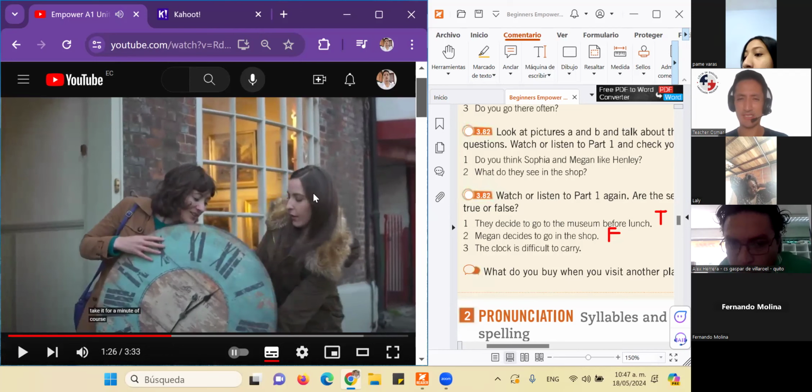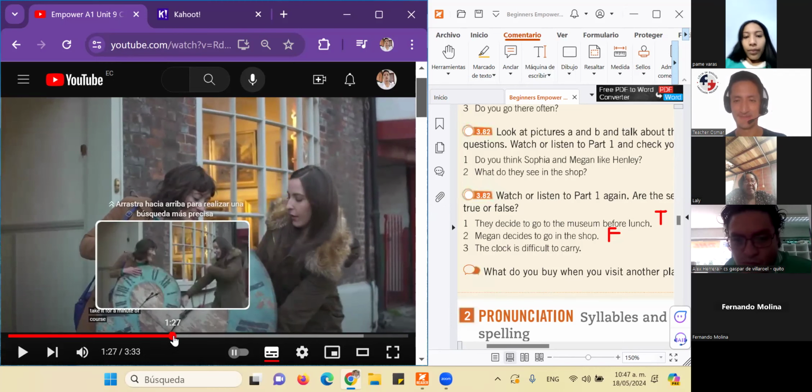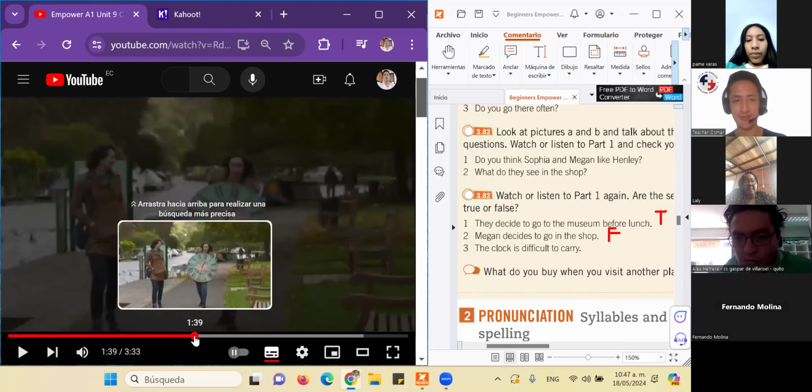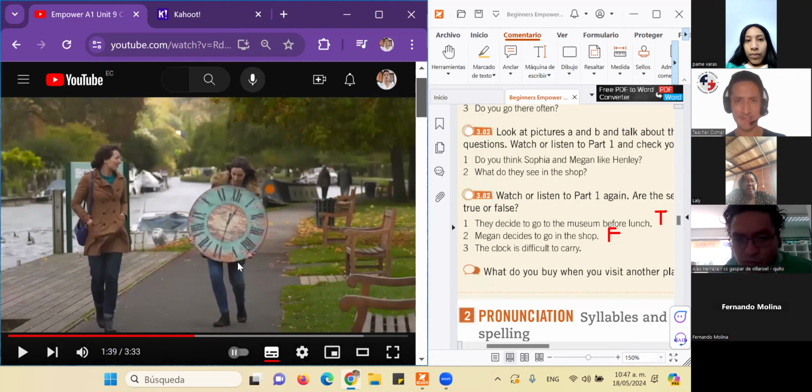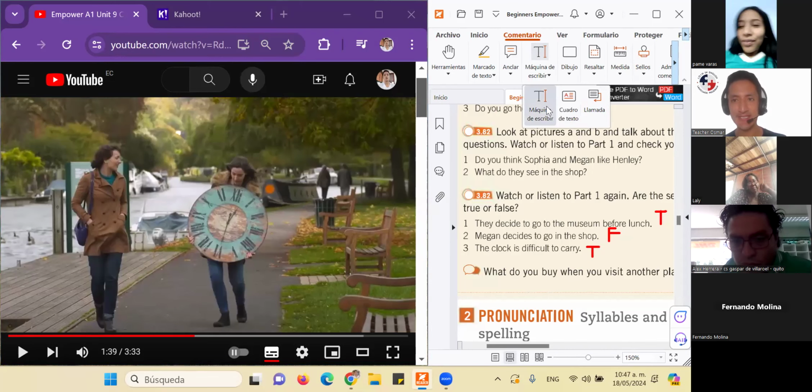Okay, so you tell me in this case, is the clock too difficult to carry? True or false? Megan. Ajá, pero el reloj, the clock, ¿es difícil de llevar? Is it difficult to carry? Yes. Excellent. Sí, it's very heavy. Ellos usaron un adjetivo, an adjective that is heavy.